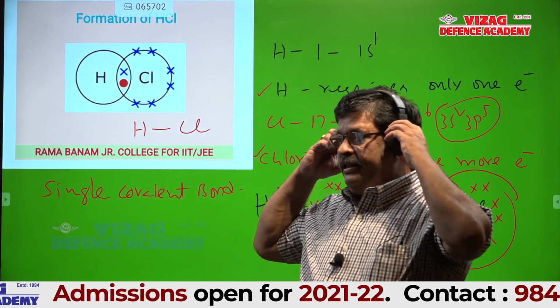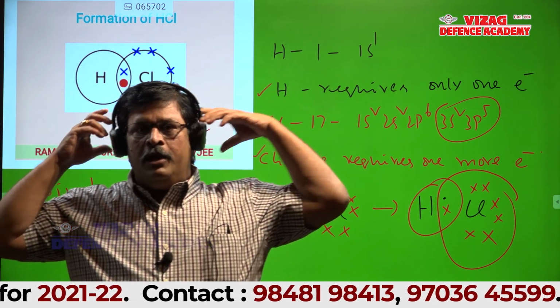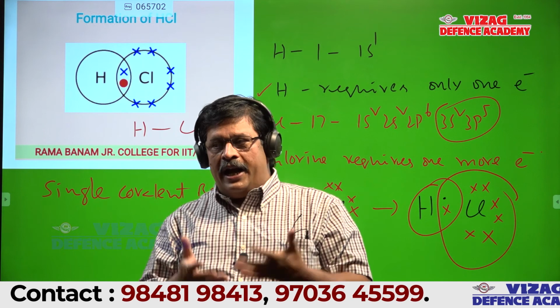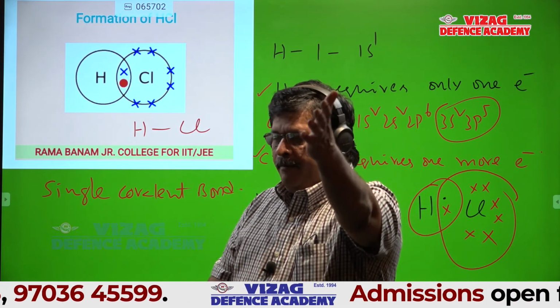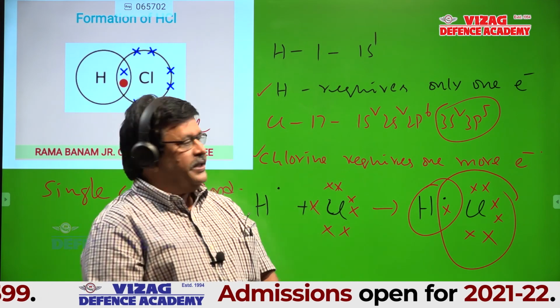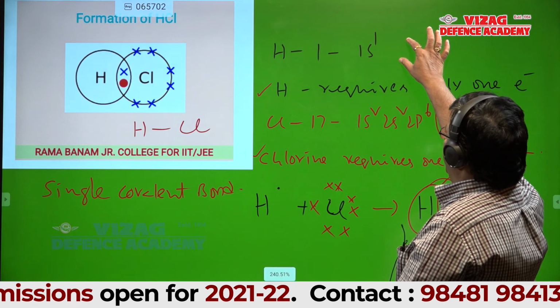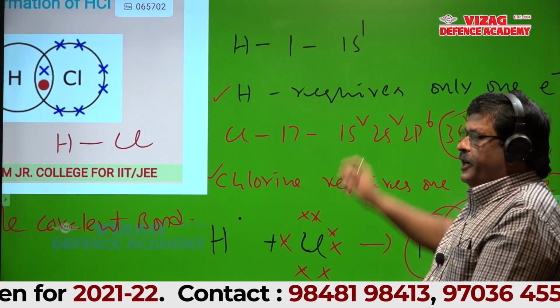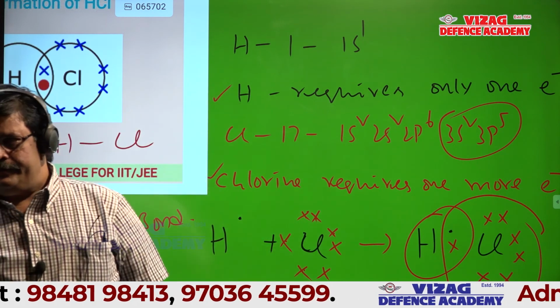First I'll do one thing. I'll dictate the notes. After that I'll give 2-3 minutes. You all go through those notes, and if you have any doubt, you can interact. Right. Formation of hydrogen chloride. First write this. Write the atomic number of hydrogen and its electronic configuration. Right. Hydrogen 1s1.